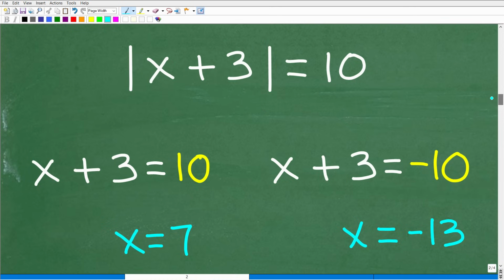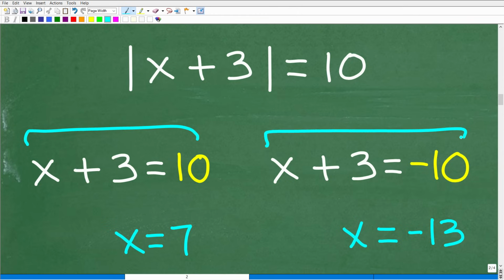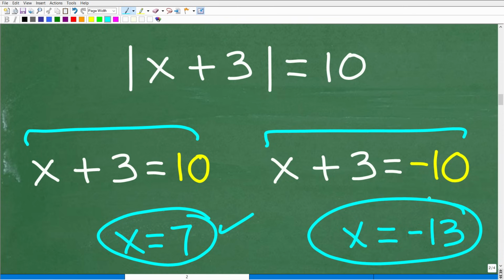So instead of just memorizing this, now you'll understand why. You're like, okay, I get this, and you understand the underlying reasons. So now we just have to solve these basic equations. x plus 3 is equal to 10. All we have to do here is subtract 3 from both sides of the equation. We get x is equal to 7. Here we'll subtract 3 from both sides of this equation, and we get x is equal to negative 13. And again, we have our two solutions to this absolute value equation.